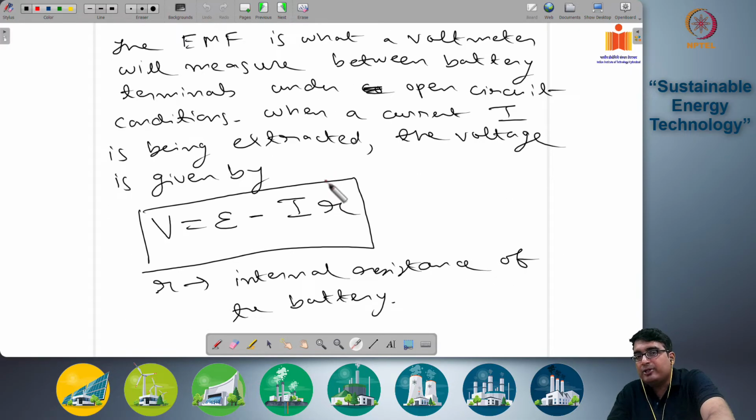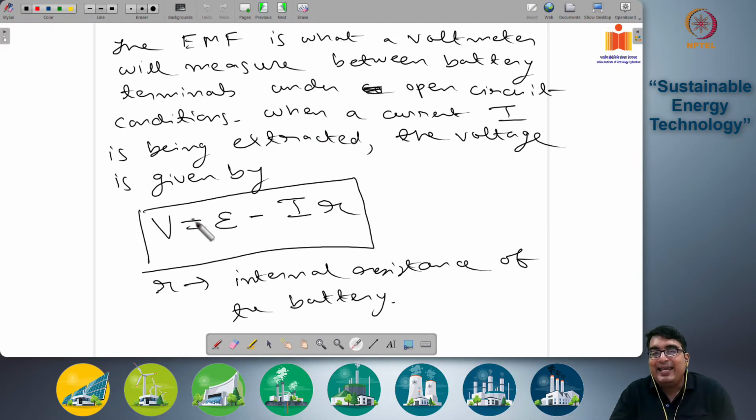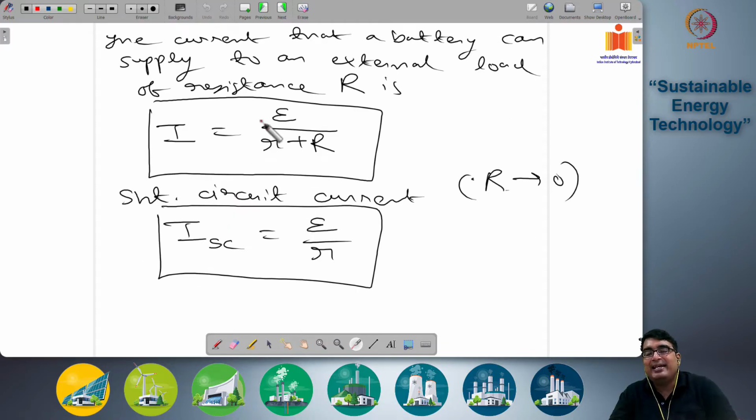And why is this important to the performance? As we can see, the external voltage that is available is also dependent on the electromotive force, as well as the external current that is available for a given external load. Now, we can also define the short circuit current when the external resistance tends to 0. When the system is short circuited, capital R tends to 0, so the current is epsilon by small r. So that's the short circuit current.